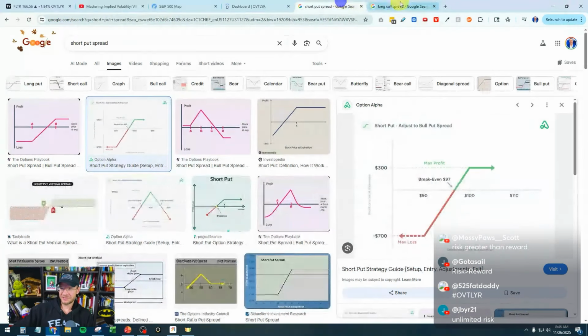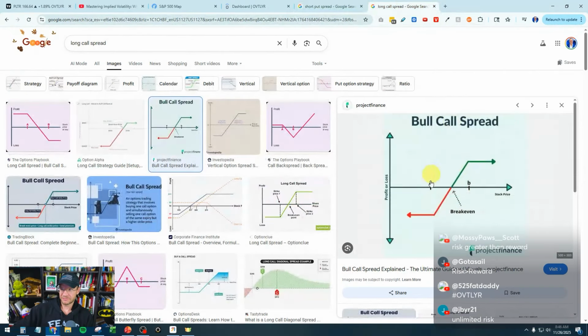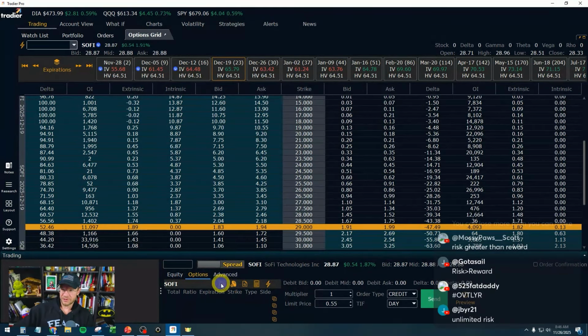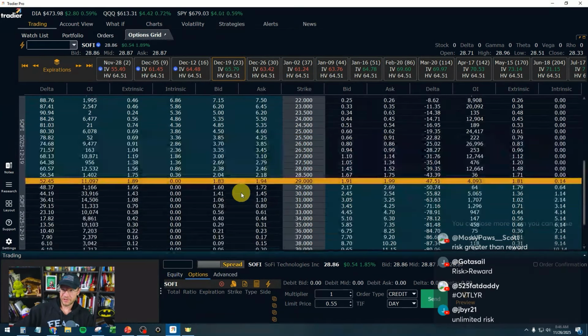Do they look very similar to each other? The answer is yes, because they're pretty much the same thing. So one of them, you're going to pay a debit. The other one, you're going to take in a credit. It doesn't really matter. Point is that let's say you're doing the long debit spread.